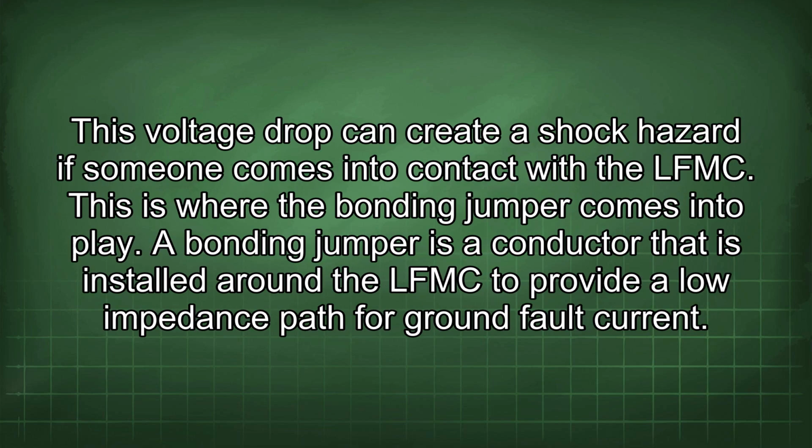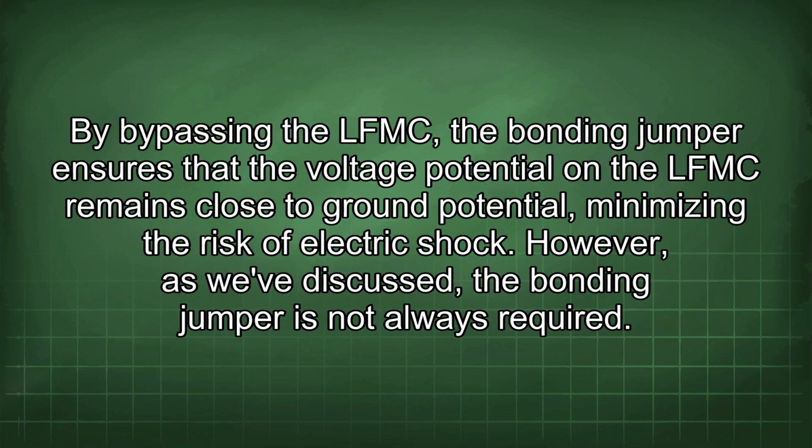This voltage drop can create a shock hazard if someone comes into contact with the LFMC. This is where the bonding jumper comes into play. A bonding jumper is a conductor that is installed around the LFMC to provide a low impedance path for ground fault current. By bypassing the LFMC, the bonding jumper ensures that the voltage potential on the LFMC remains close to ground potential, minimizing the risk of electric shock.